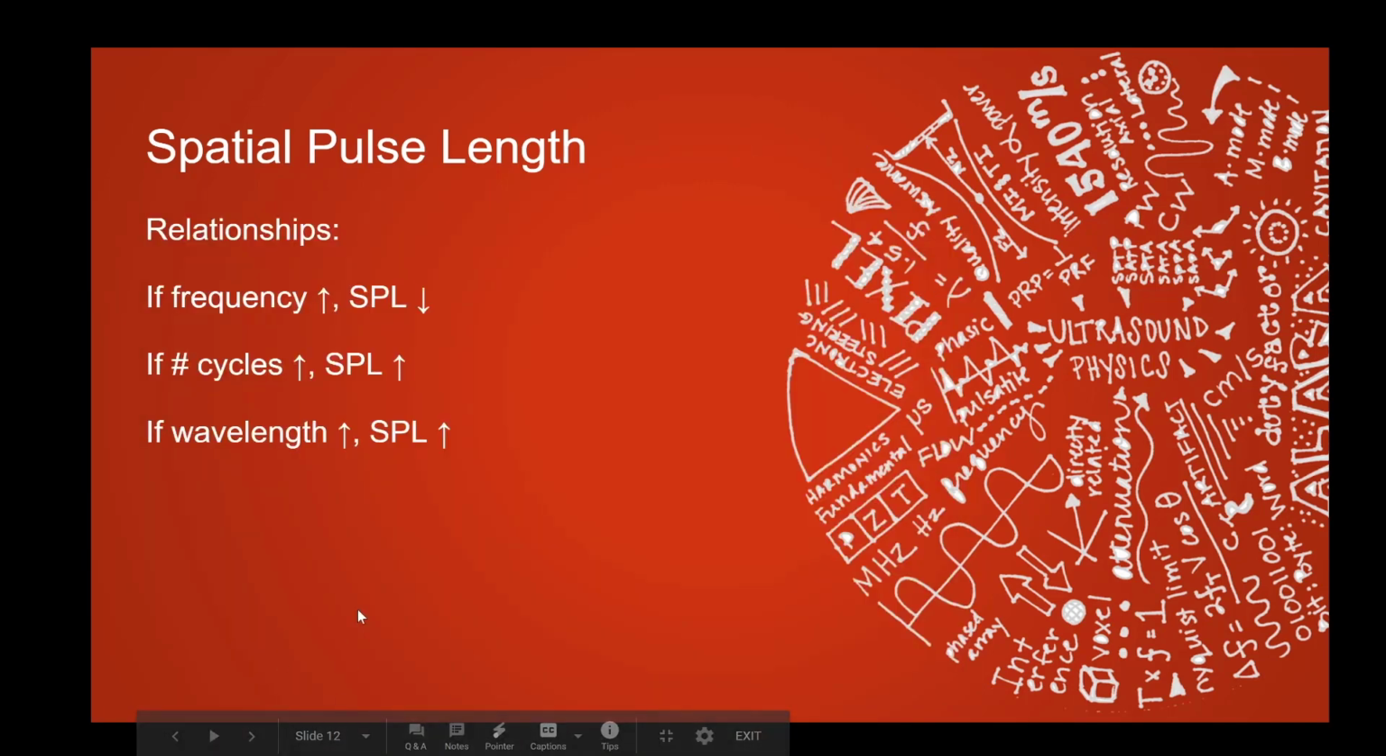And again, we have some relationships to talk about. Frequency and spatial pulse length are inversely related. As the frequency increases, the spatial pulse length will decrease. It'll become shorter. If the number of cycles increases, then the spatial pulse length will increase. And if wavelength increases, the spatial pulse length will also increase. So let's draw a few of those ideas out again.